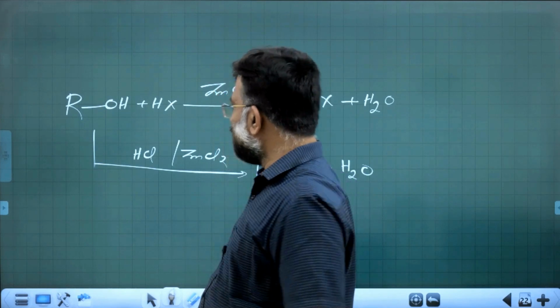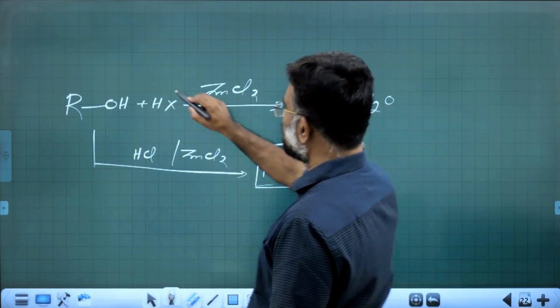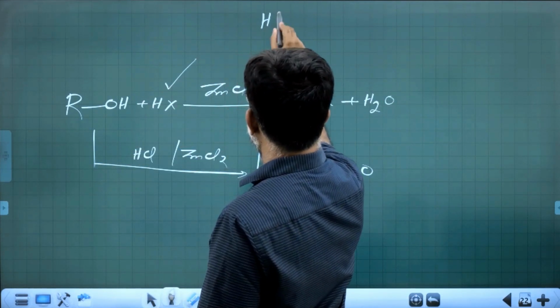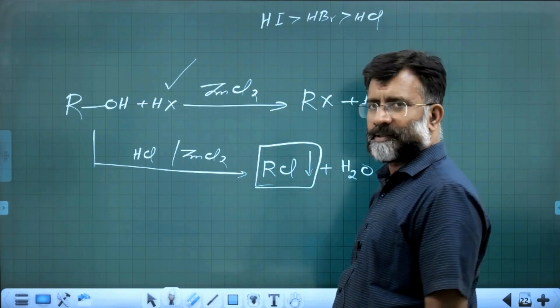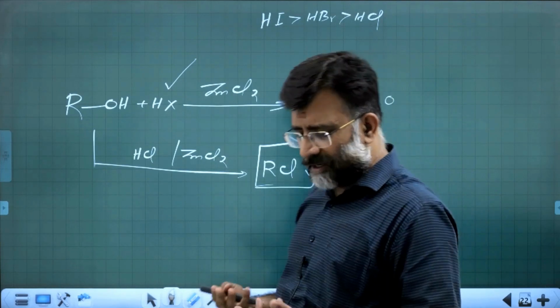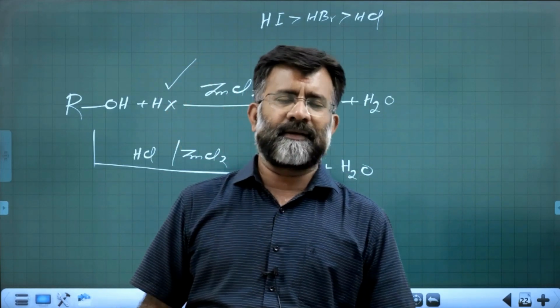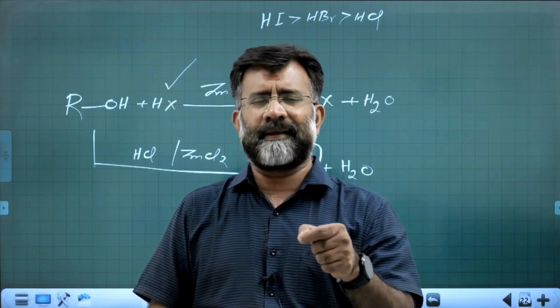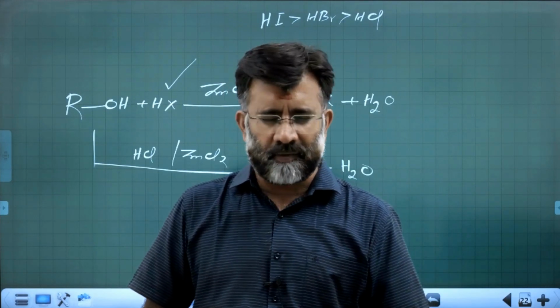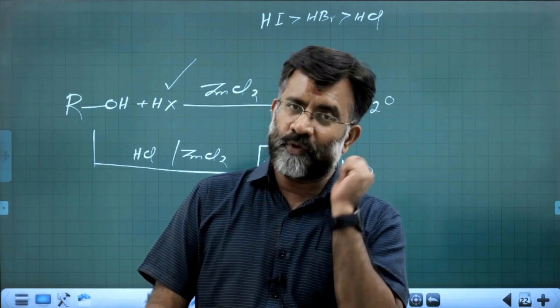Because of the order of reactivity observed here, the order of reactivity of HX, all of you know, is HI greater than HBr greater than HCl. That is the order of reactivity. In fact, for HI, no anhydrous zinc chloride is required. Zinc chloride is used as a catalytic agent to break the carbon-oxygen bond, which is not essentially required if you are using HI.